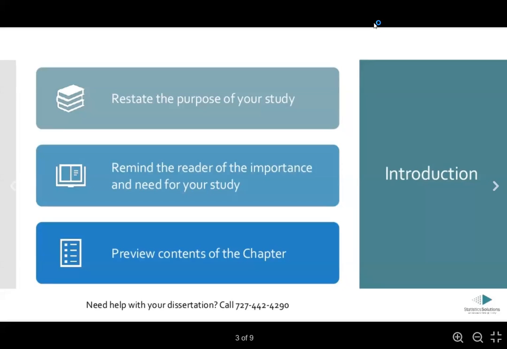And then you'll just provide some transitional statements by previewing the content that will be coming up in the chapter. So you can do that by basically presenting the different section headings that you'll be talking about. So those things that I mentioned on the first slide.